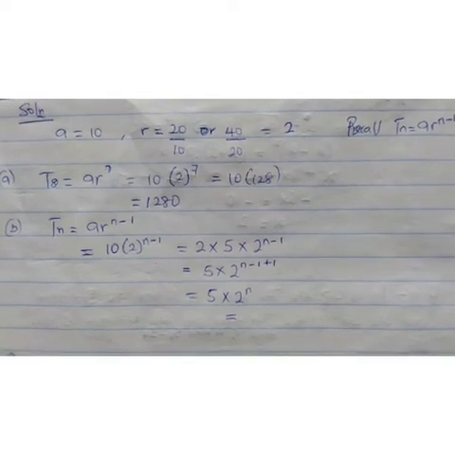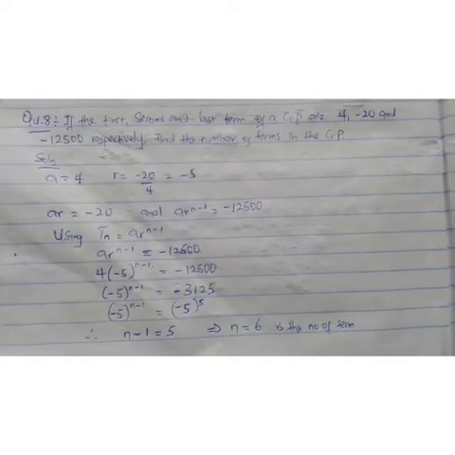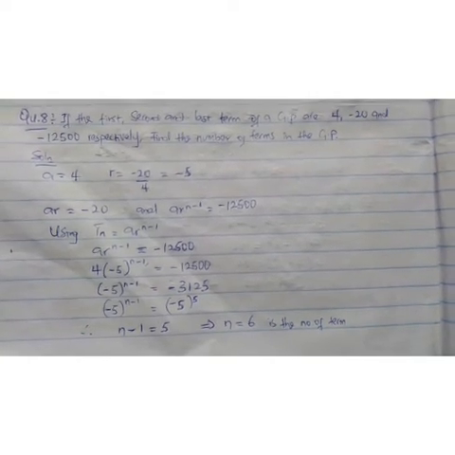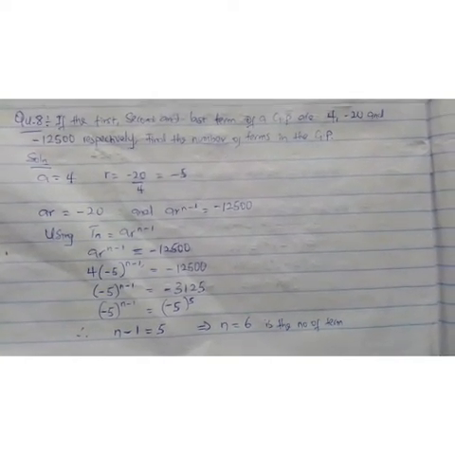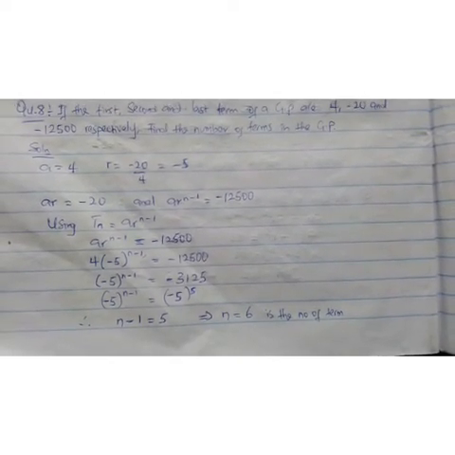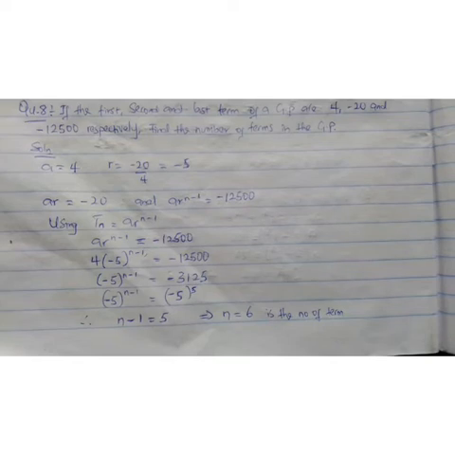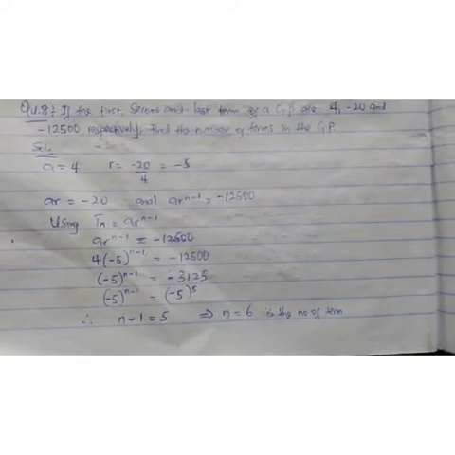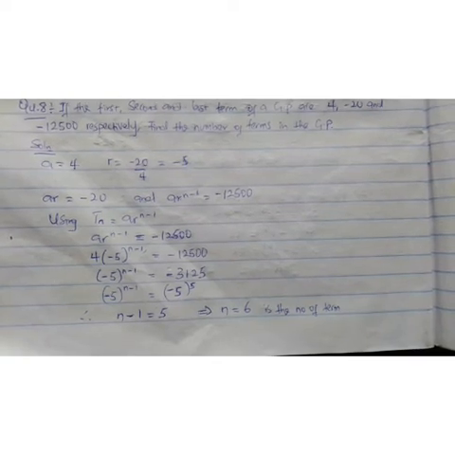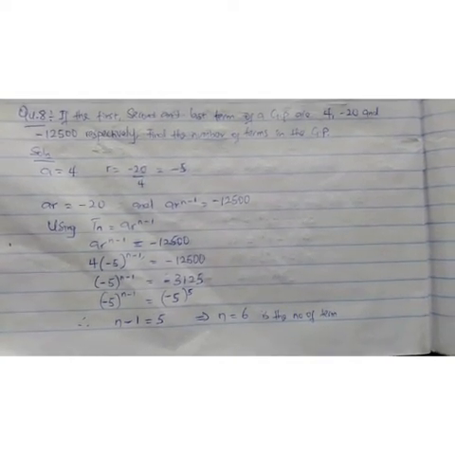If the first, second, and last term of a GP are 4, minus 20, and minus 12,500 respectively, find the number of terms in the GP. We are looking for n, where A is 4, R is minus 5. We have our second term, which is AR, to be equal to minus 20, and our nth term, which is AR raised to n minus 1, to be what? Minus 12,500.